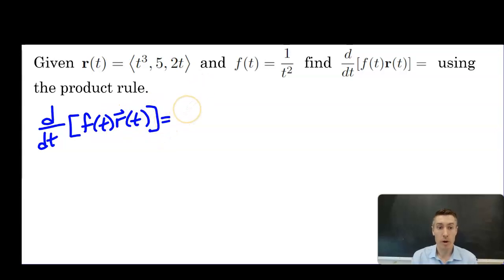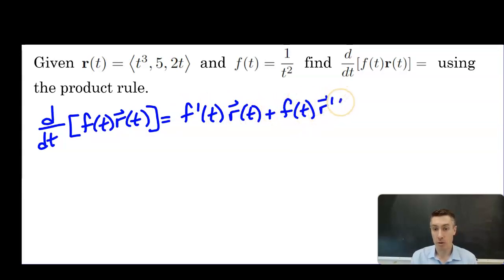Right, so that's going to be a product rule. So it's going to be f prime of t times r of t plus that scalar function f of t times r prime of t. So we just need to find each of those quantities and then simplify.